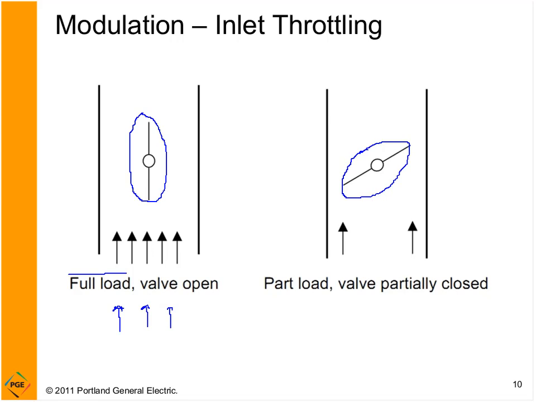Your compressor, if it modulates, may have a different type of valve. It may have a piston type valve or a poppet type valve, which really does the same thing. It's just closing off the inlet, reducing the amount of flow that goes through. Same thing.